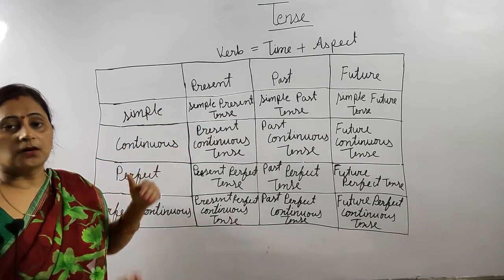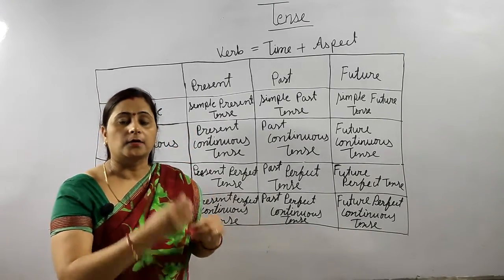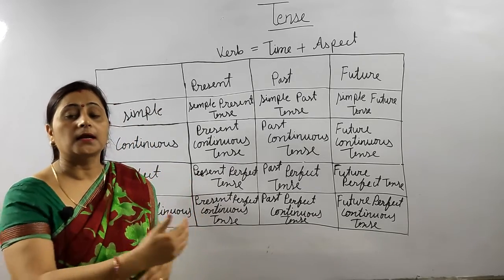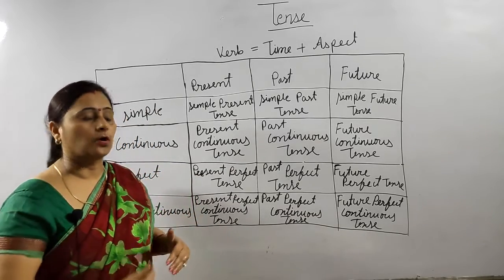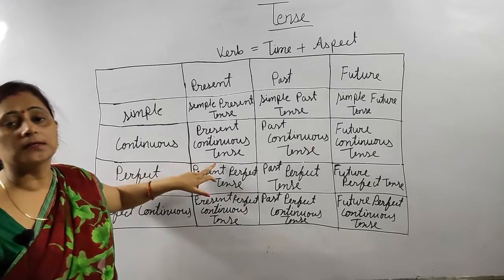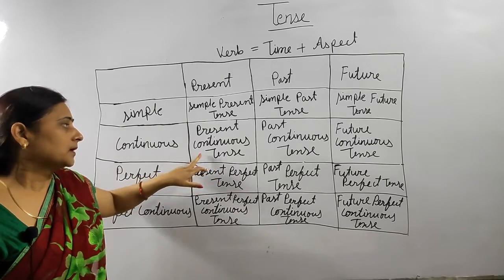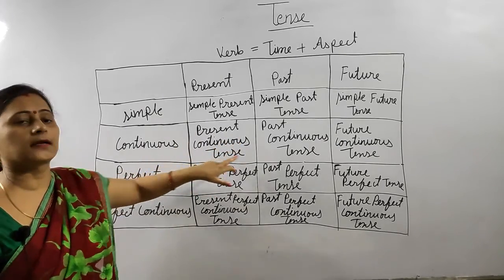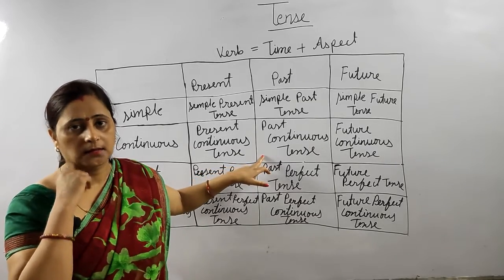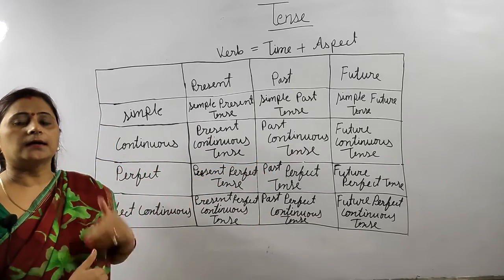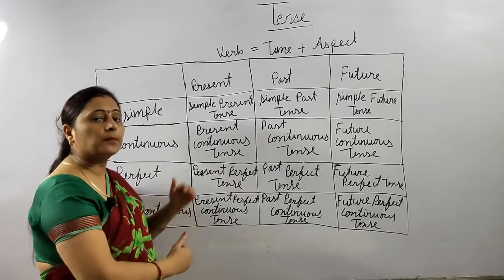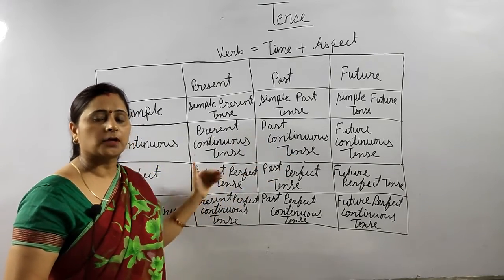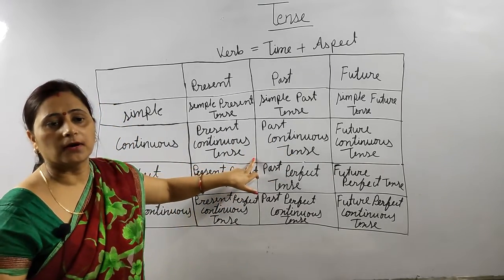Continuous tense: the verb shows continuation. It means what is happening continuously. It is called the present continuous tense. Like I am writing a letter. Suppose I am writing a letter. So here the verb takes the plus ing form. By adding ing, we show the continuous tense.